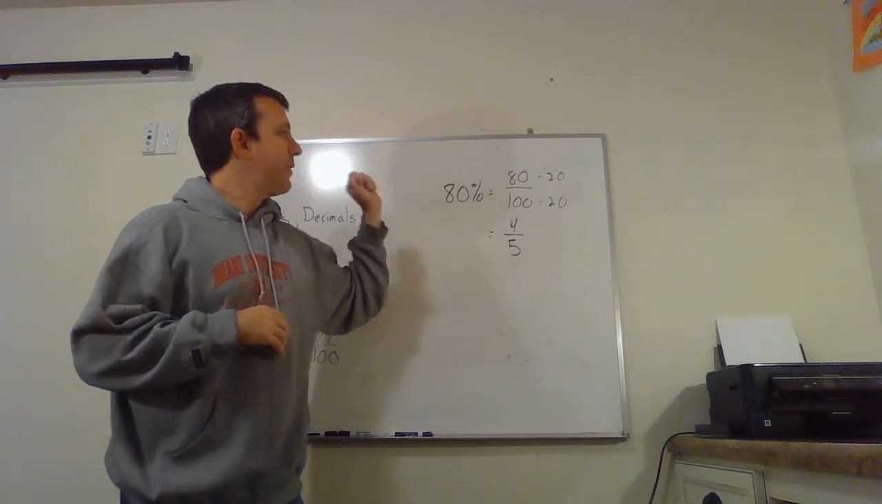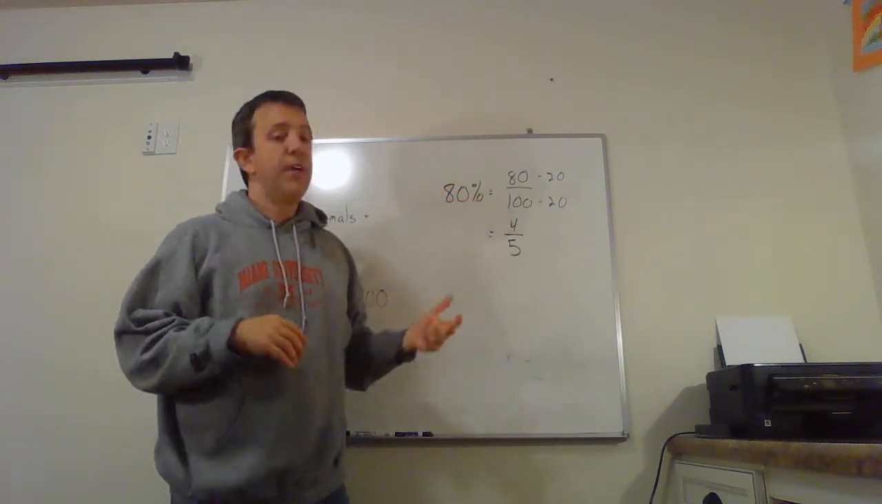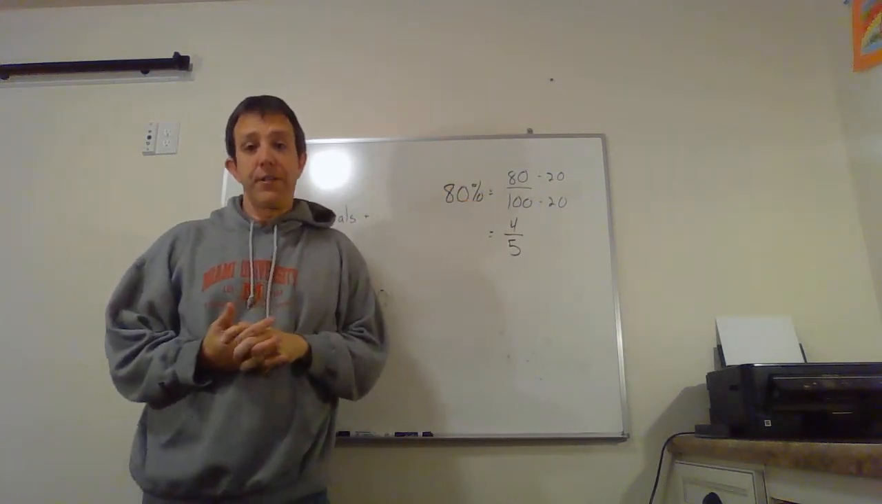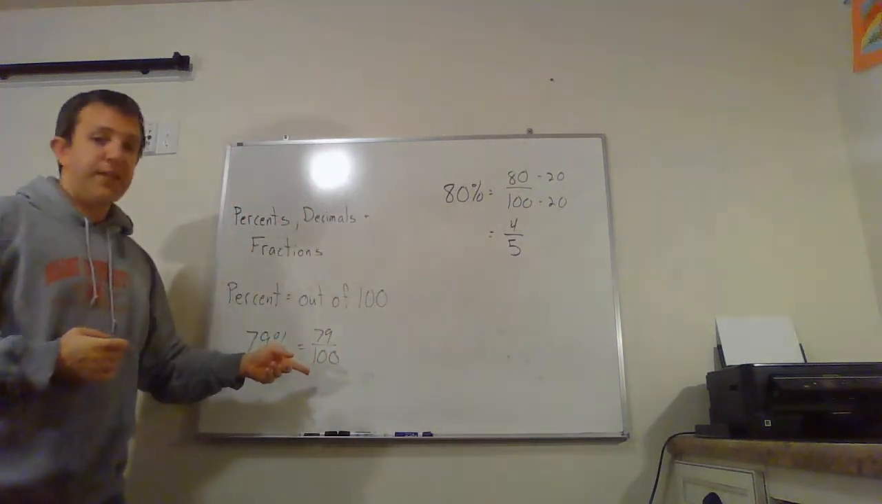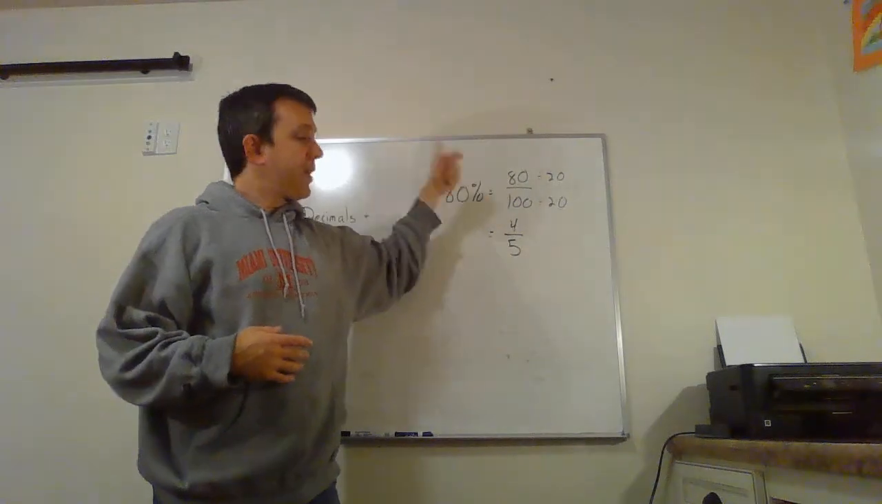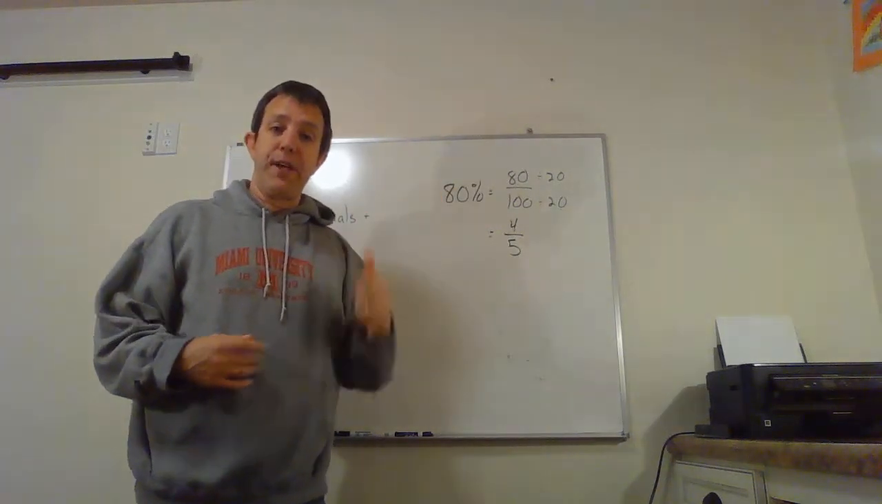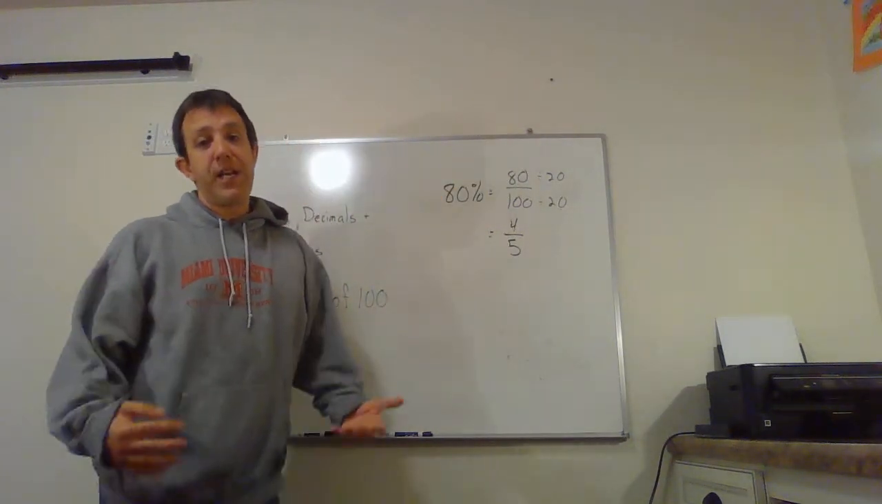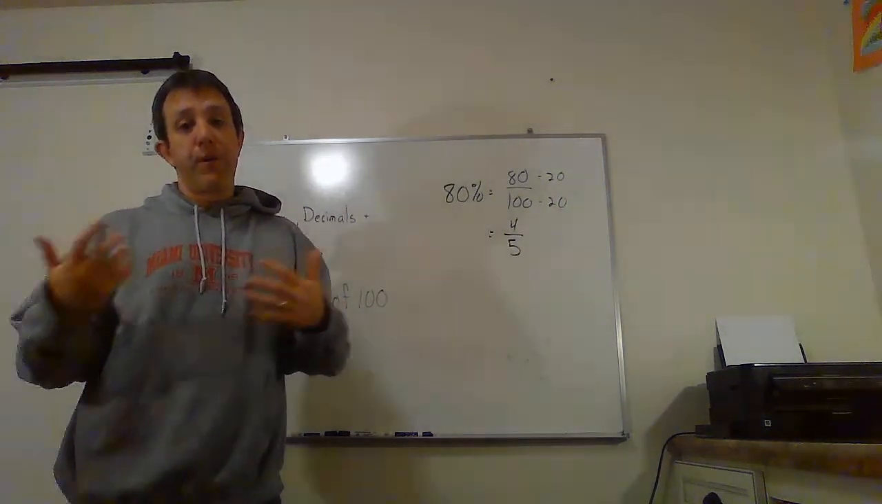But 80% is 80 over 100, but this time we need to reduce our fraction. Okay, the last one, 79 over 100, did not reduce, but this one will. So I divided both the top and the bottom by 20, and my fraction went down to 4/5. So 80% is the ratio 4 to 5.